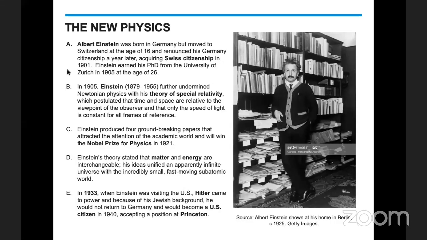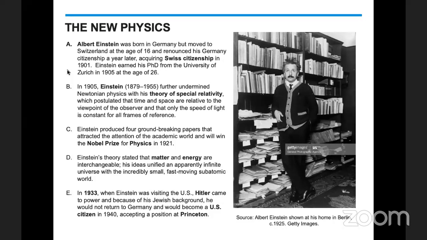And then, of course, we have Albert Einstein. You're probably more familiar with him. Born in Germany, but moved to Switzerland at the age of 16, renounced his German citizenship and acquired Swiss citizenship, which he will keep throughout the rest of his life. He will earn his PhD from Zurich at the age of 26.